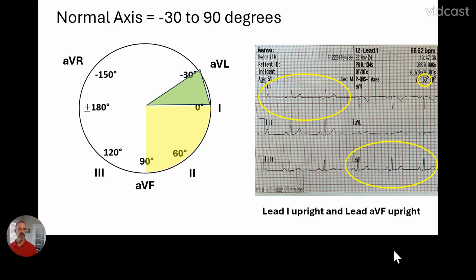But remember, we are also talking about the area from 0 degrees to -30. That would be a normal variation if the axis is headed in that area. And depending on what type of 12 lead you're using, the QRS axis will typically be identified on the 12 lead printout.